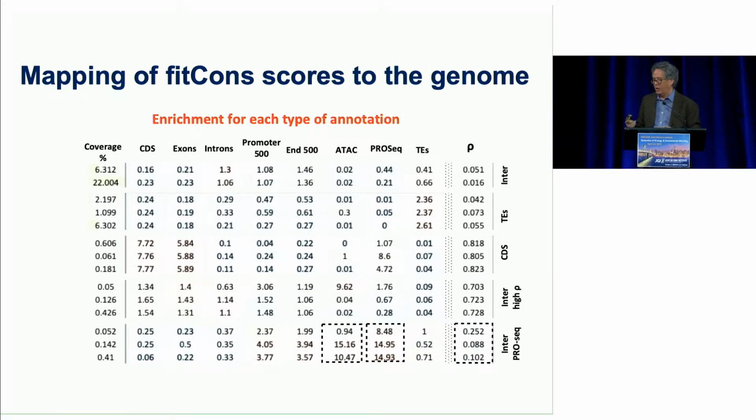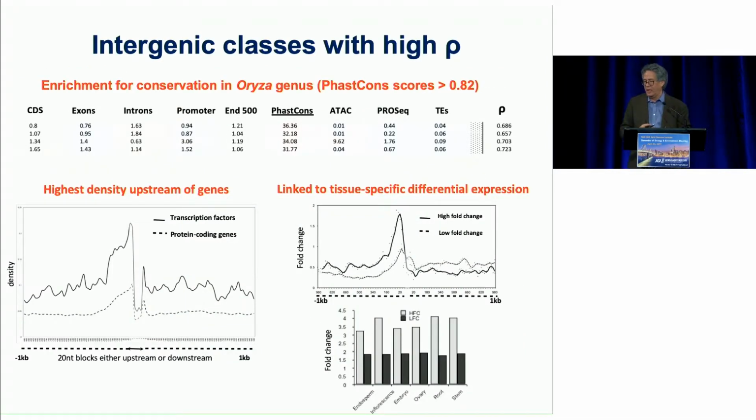And then here's another one, which are intergenic regions with kind of a low to moderate rho value, but this has open chromatin and also active polymerase. So you're beginning to see a stratification, as I said, of the rice genome into these different classes and the action of selection on these different classes of elements. The intergenic classes with high rho, we're able to show that these classes show a high density upstream of transcription factor genes. It also is in high density in regions that have a high fold change between tissues, suggesting they're developmentally regulated. These are regions of the genome, as I said, these are intergenic, but have high rho values.